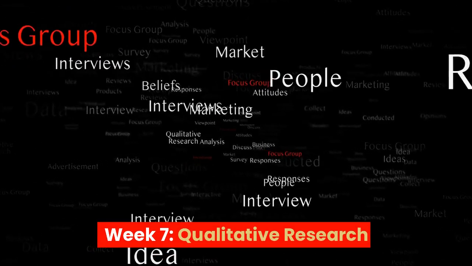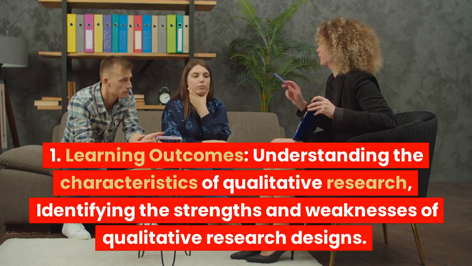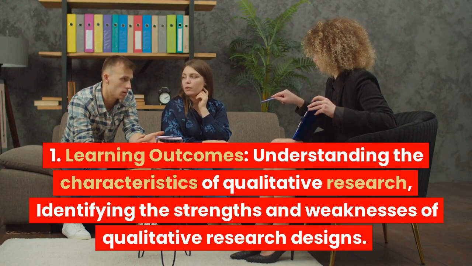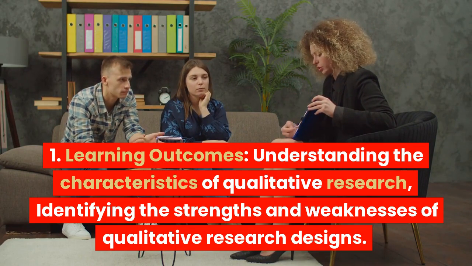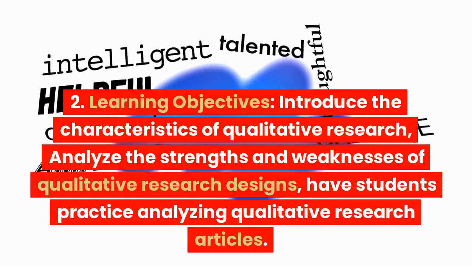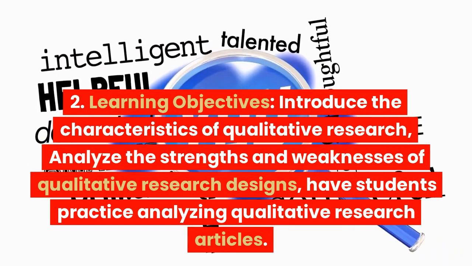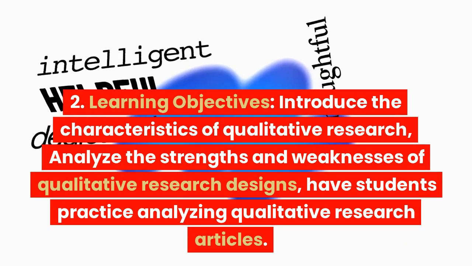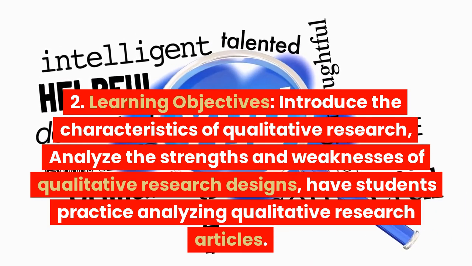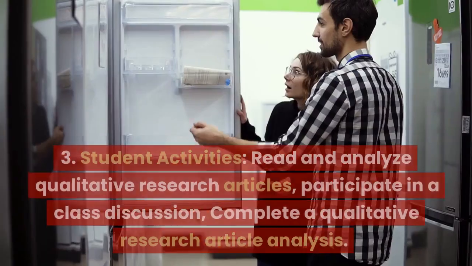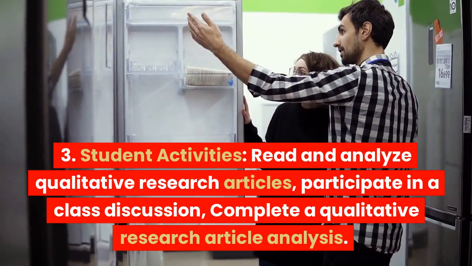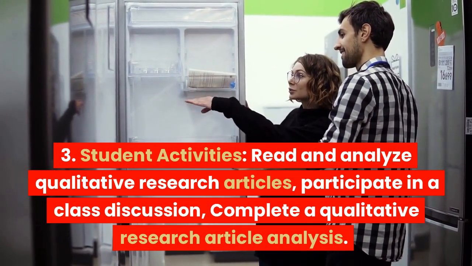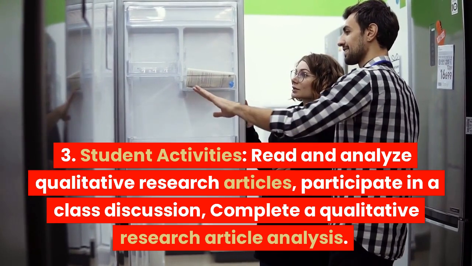Week 7. Qualitative research. 1. Learning outcomes: understanding the characteristics of qualitative research, identifying the strengths and weaknesses of qualitative research designs. 2. Learning objectives: introduce the characteristics of qualitative research, analyze the strengths and weaknesses of qualitative research designs, have students practice analyzing qualitative research articles. 3. Student activities: read and analyze qualitative research articles, participate in a class discussion, complete a qualitative research article analysis.